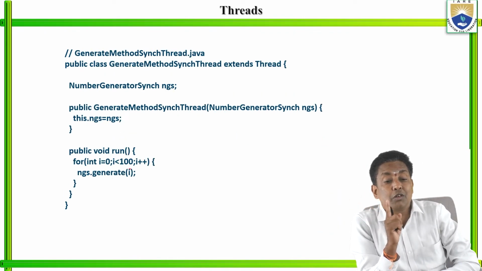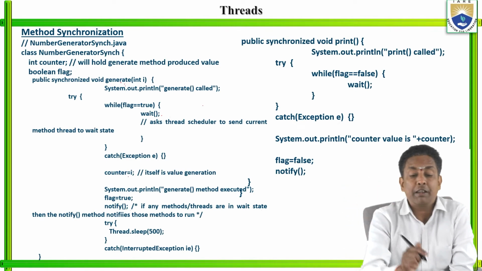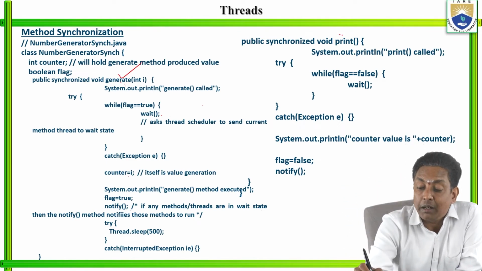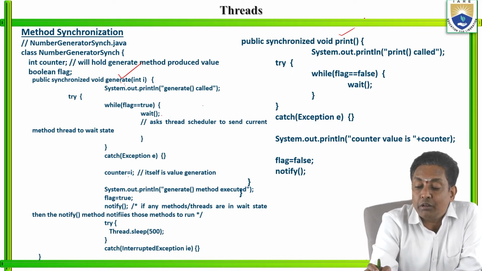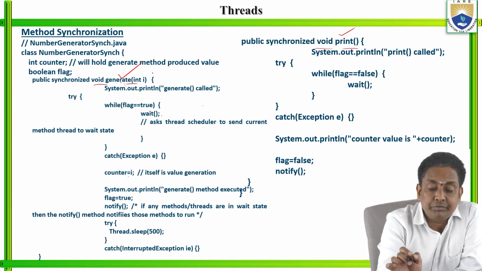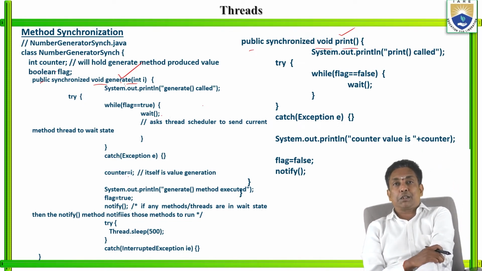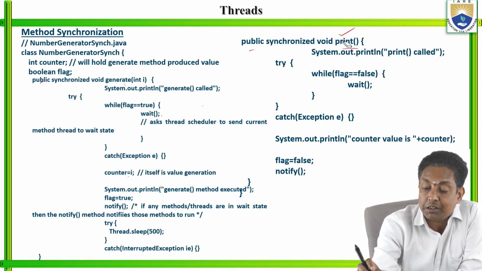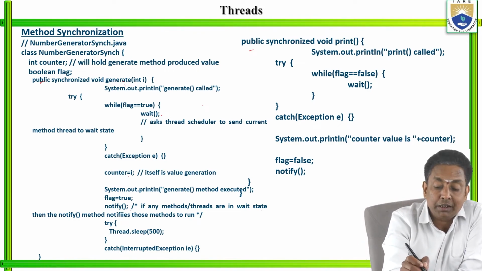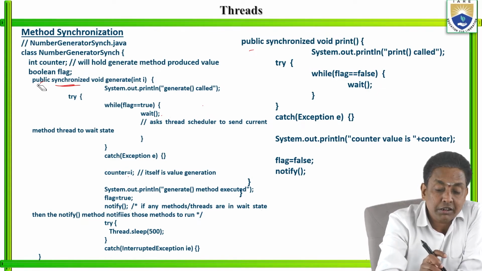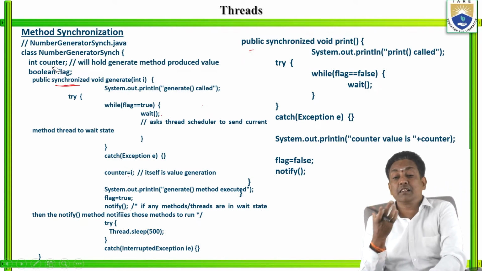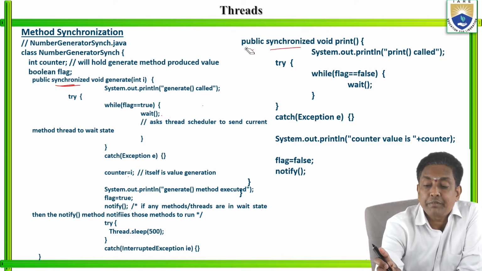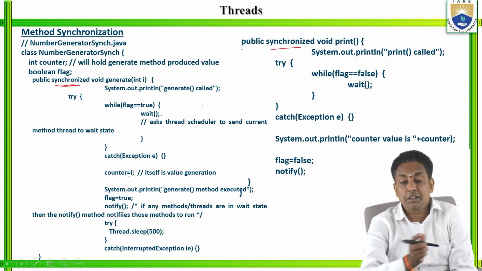One thing you should observe throughout this example is that previously the generate method and print method were implemented only as void print, void generate, or maybe prefixed with the public access specifier. But the methods were not prefixed with synchronized. Now they are prefixed with synchronized like this here, and here.